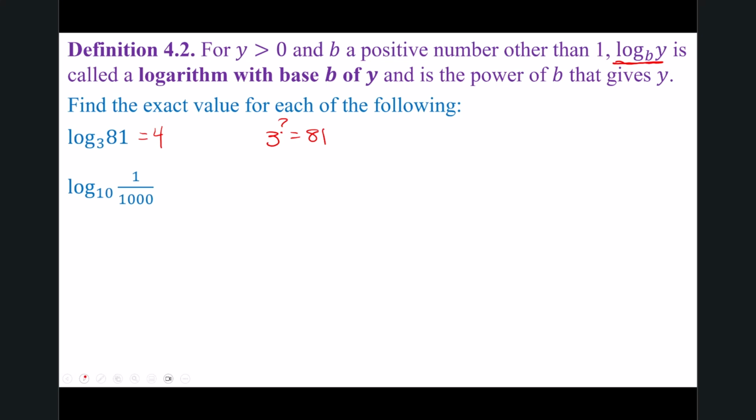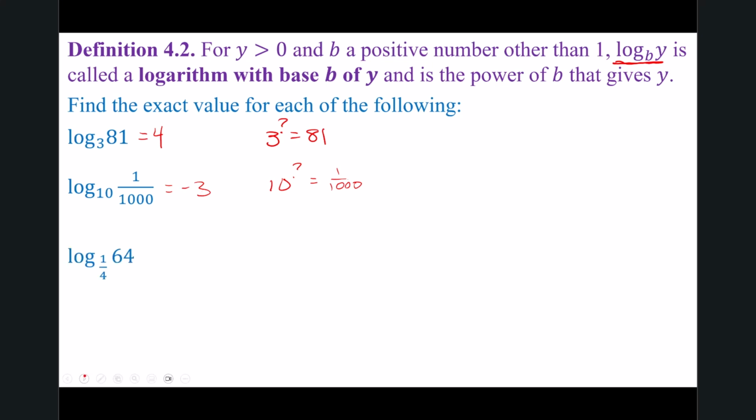Log base 10 of 1 over 1,000. So 10 to what power equals 1/1000th? And that would be negative 3. We know it's negative because we have the 10 and then 1 over 1,000. So we have a reciprocal of 10 to the 3rd power. So negative 3.